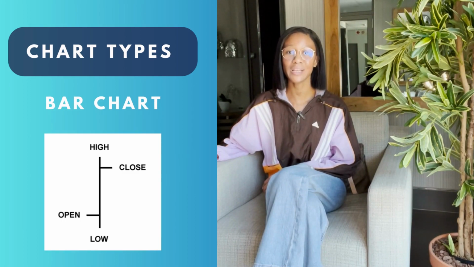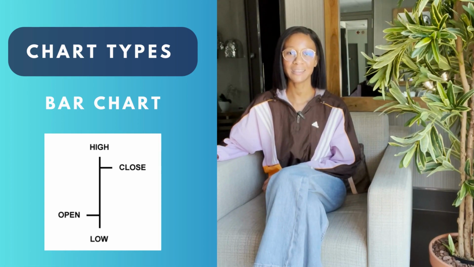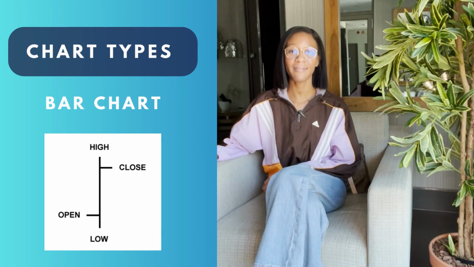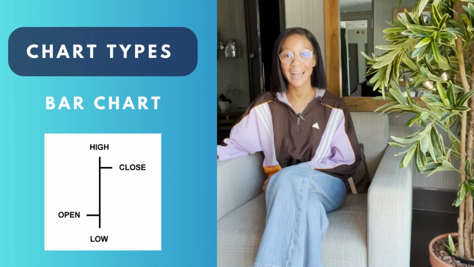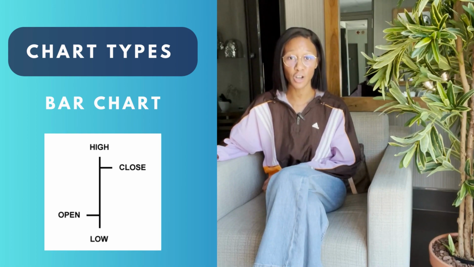And then the second one is called a bar chart. Now, a bar chart will show you where the opening price is and where the closing price is. As this illustration, or the image right now, will show you, the opening price will tend to be on the left-hand side of the line, and the closing price would tend to be on the right-hand side of the line. And obviously the bottom of that line will show you where it was at its lowest point, and the top of that line will show you where it was at its highest point.